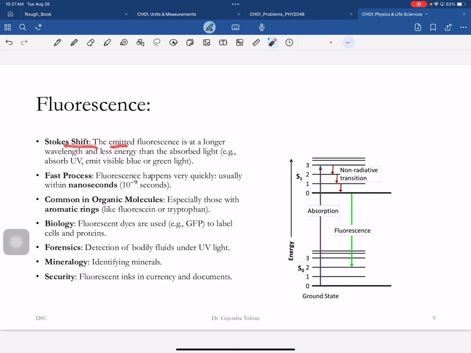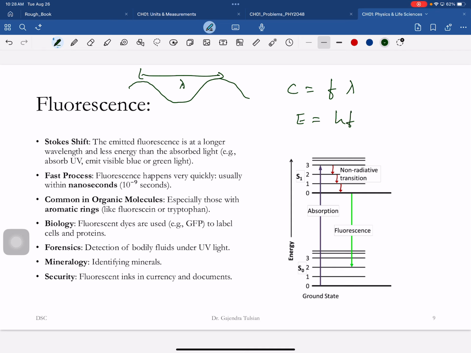Stokes shift. The emitted fluorescence is a longer wavelength. The emitted fluorescence is less energy. So here's the speed of light, frequency times wavelength. If the frequency decreases, the wavelength increases. So for any light, bigger wavelength has lower energy. The energy of a photon is hf, where h is Planck's constant. Again, you don't have to remember any of these formulas. You just have to understand stuff.